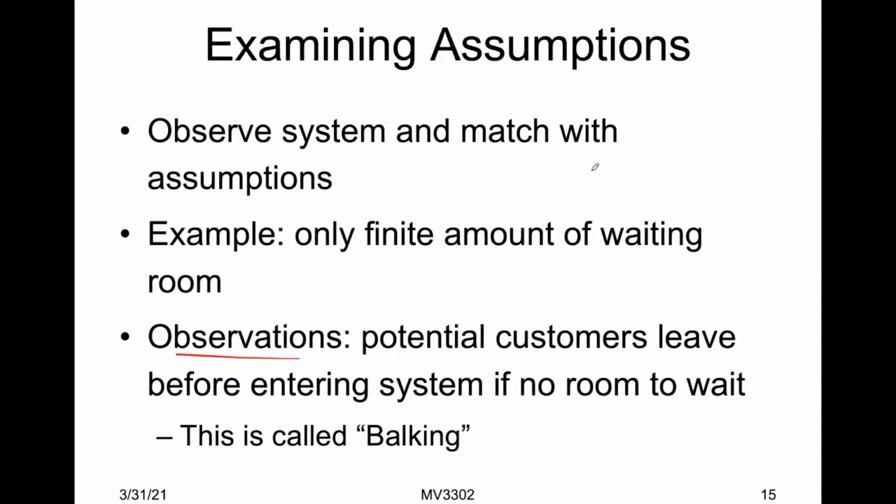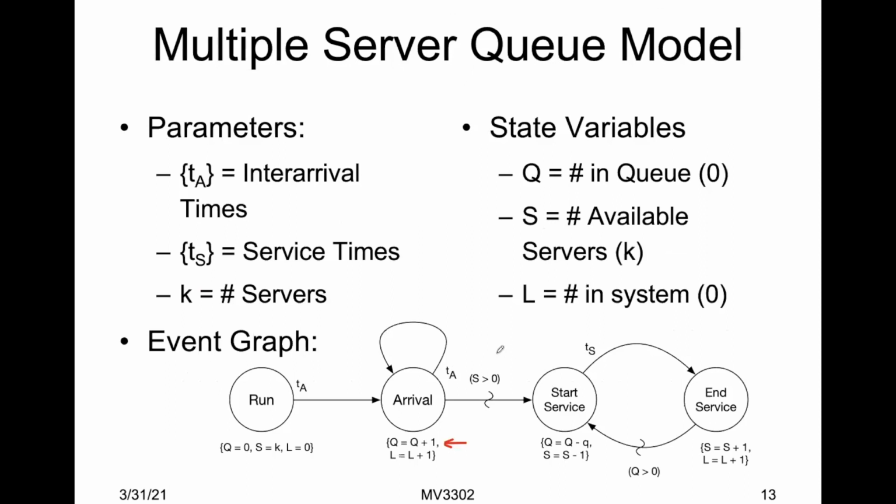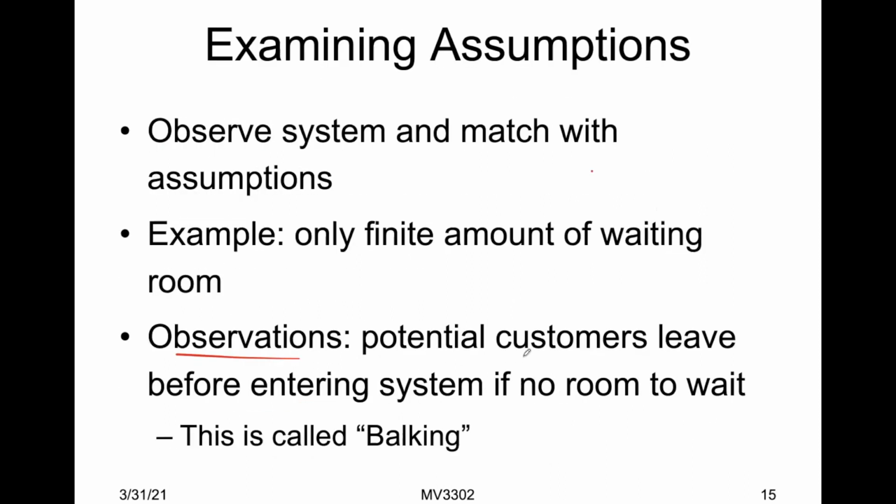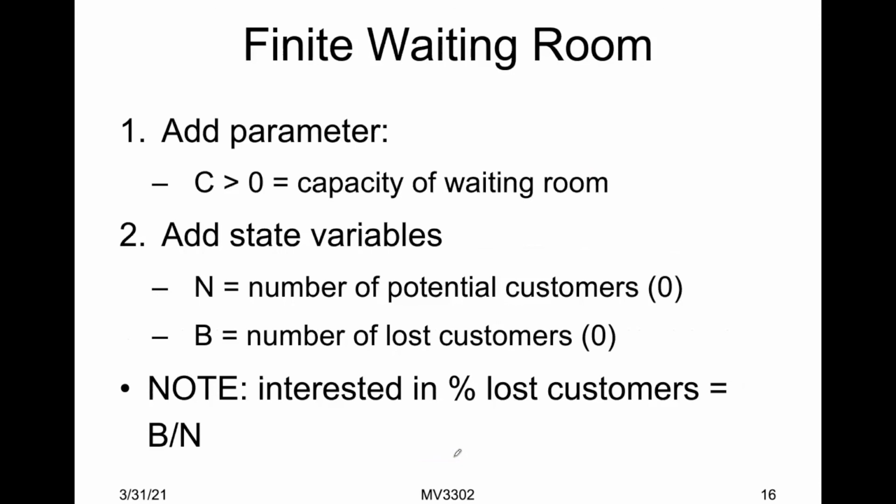So we observe that, and our multiple server queue does not do that. That's the important thing. Our multiple server queue does not do that. The technical term for that in queuing is called balking. It's not the same thing as making a motion towards first without actually doing it. That's an entirely different kind of balking. But let's model that.